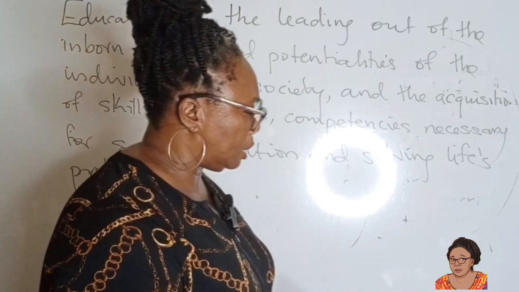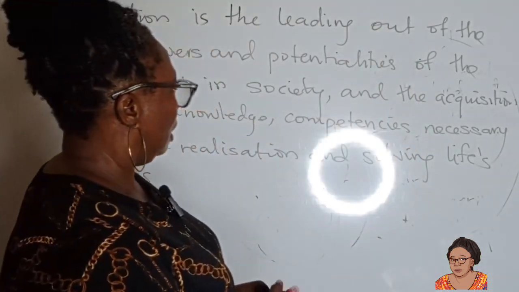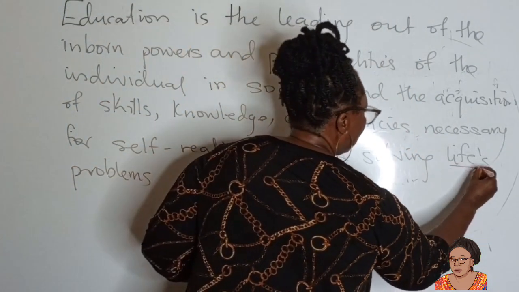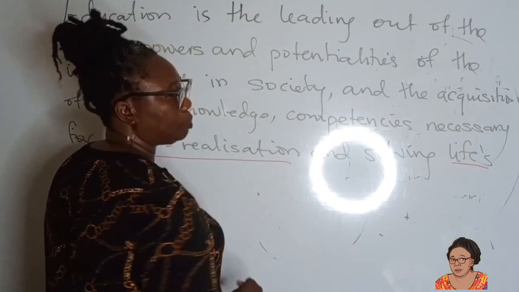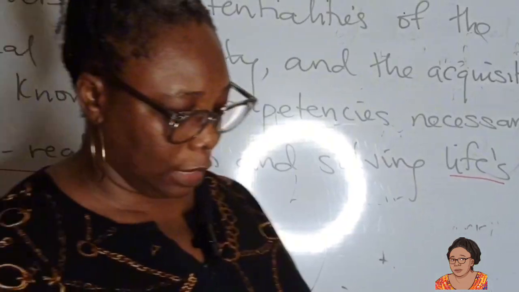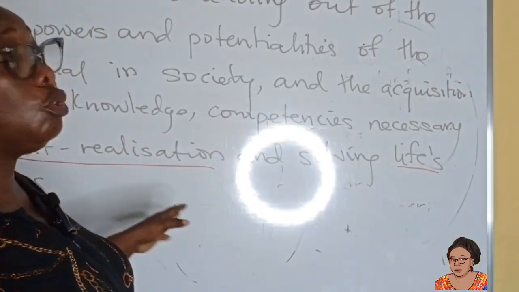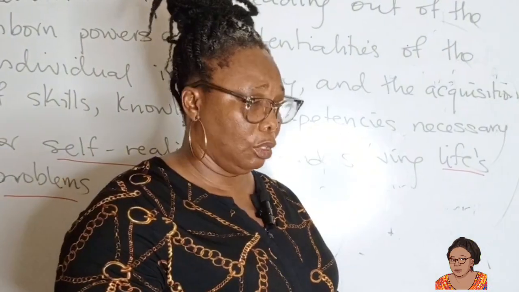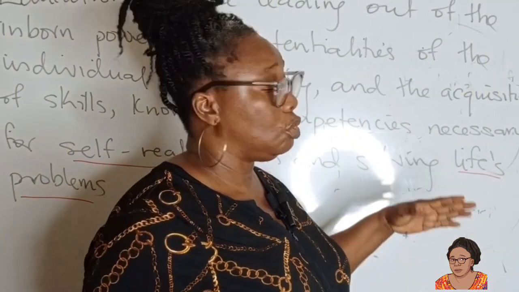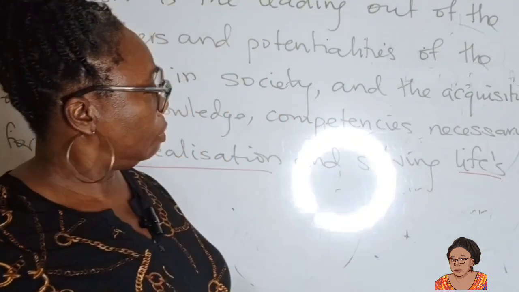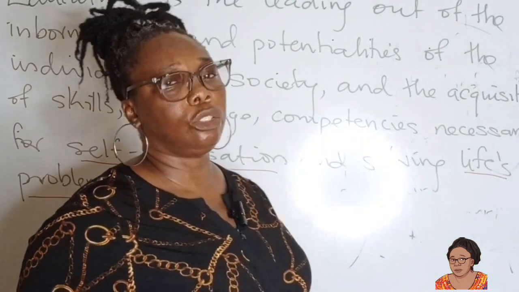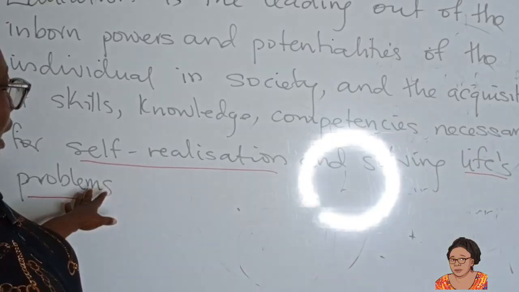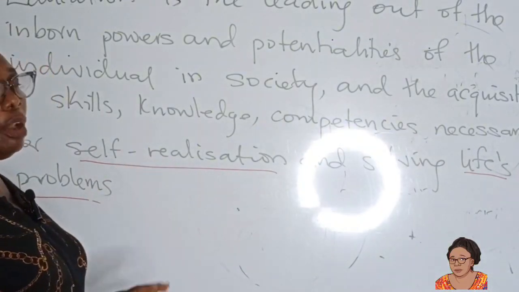We have these two words here, to solve life's problems and self-realization. I'll start with the aspect of life problem. It gives us reasons why we acquire education. This definition gives us reason why we acquire education. It says to solve life's problems and self-realization. We'll start with the aspect of life's problems before we come to self-realization.